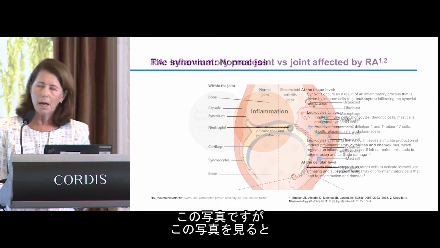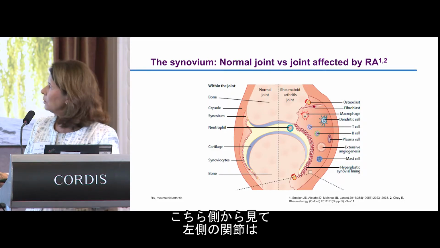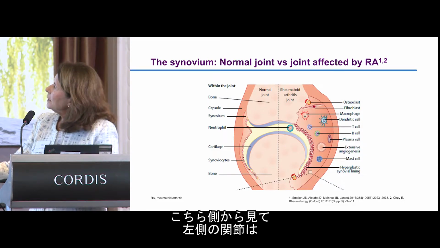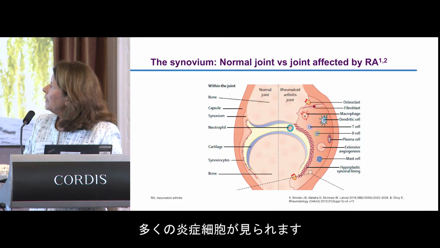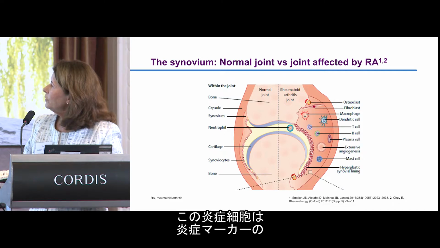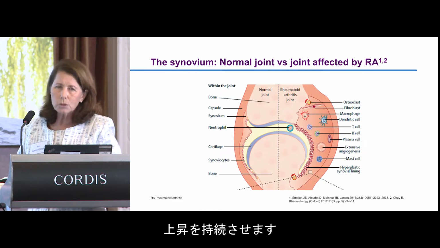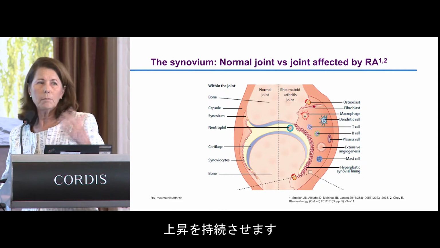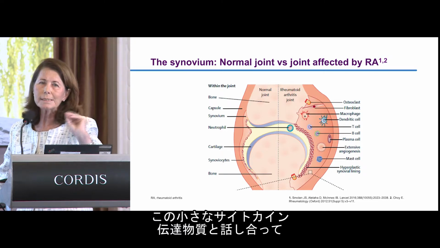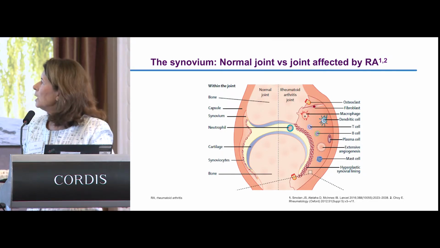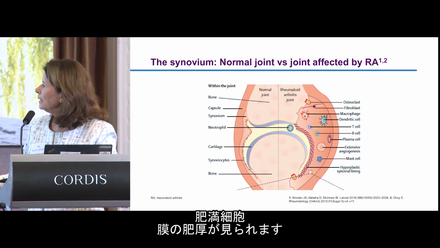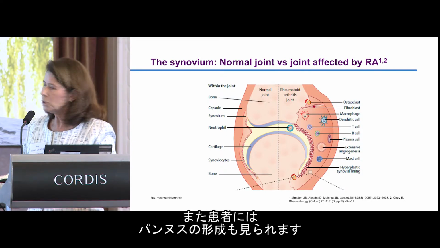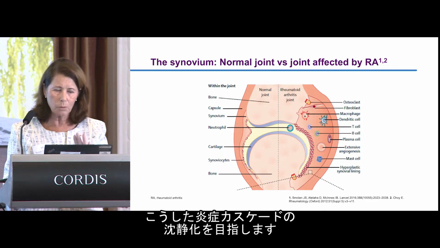And that just becomes more and more damaging to the joints, and also extra-articularly. If we look at this picture, the left-hand side as I'm looking at it is a normal joint, and the synovium is normal there. On this side, you can see that there are many inflammatory cells. All of these have the ability to perpetuate and increase the inflammatory markers. They are talking to each other with these little cytokine messages, increasing their response. It's really like an inflammatory soup, this side. Here you can see the proliferation of the synovium, and the mast cells, and the lining becomes thicker, and you get the pannus formation that we see in patients. That's the inflammatory cascade that we want to damp down.